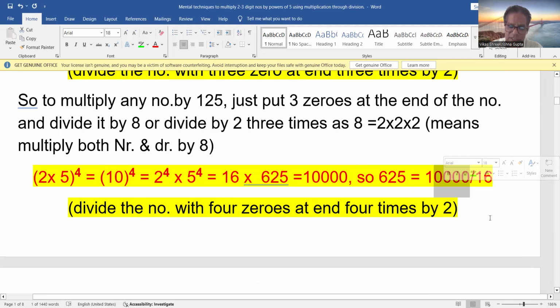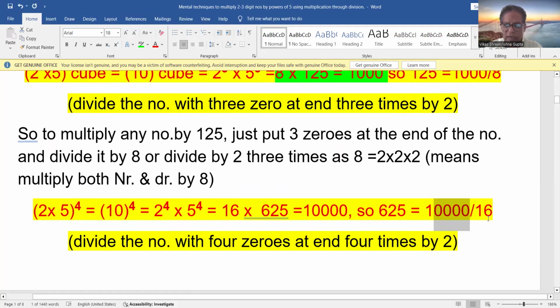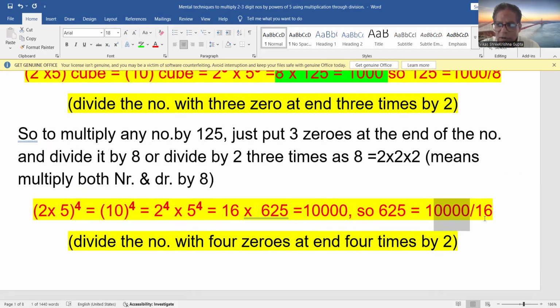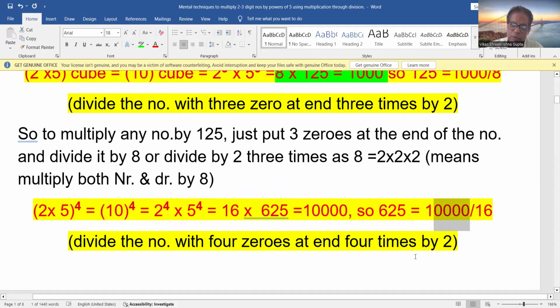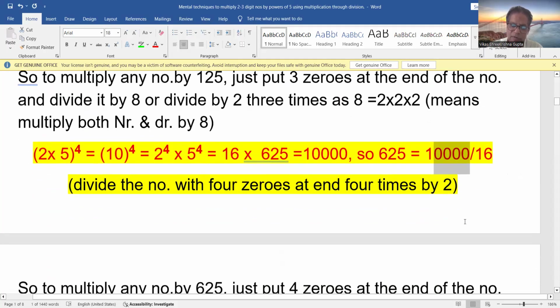So, in a nutshell, what I'm telling you: when I have to multiply any number by 5, put a 0 at the end of the number, divide by 2. When I have to multiply any number by 25, put 2 zeros at the end of the number, divide by 4. When I have to multiply any number by 125, power of 3, 5 to the 3, put 3 zeros at the end of the number and divide by 8. And when I have to multiply any number by 625, means 5 to the 4, just put 4 zeros at the number and divide by 16. That is, 16 is equal to 2 to the 4. So this is a summary of what I have told you so far.